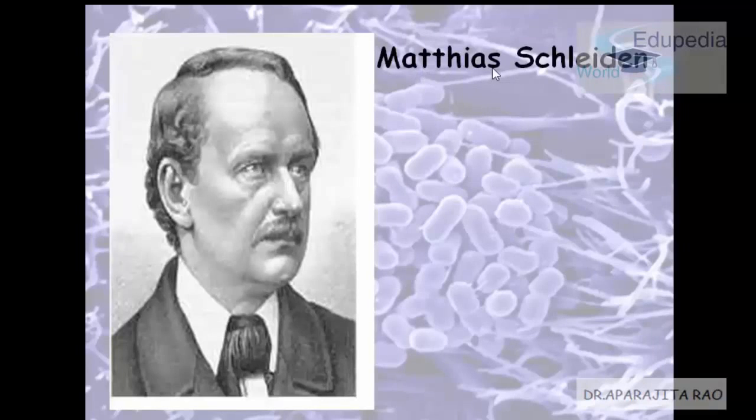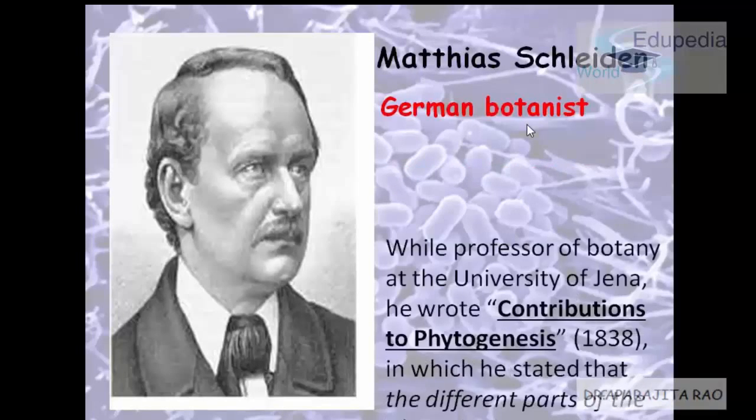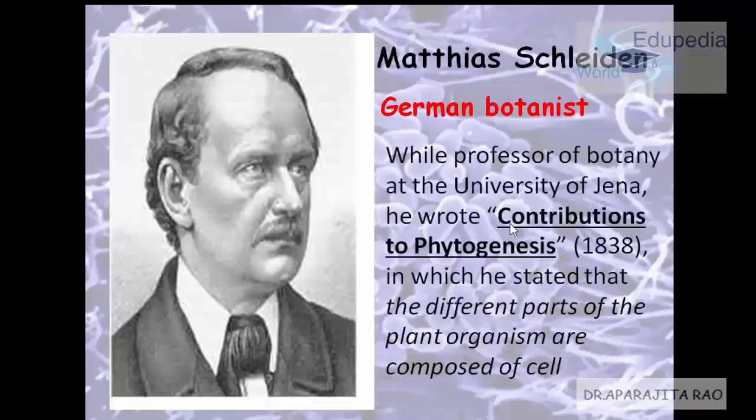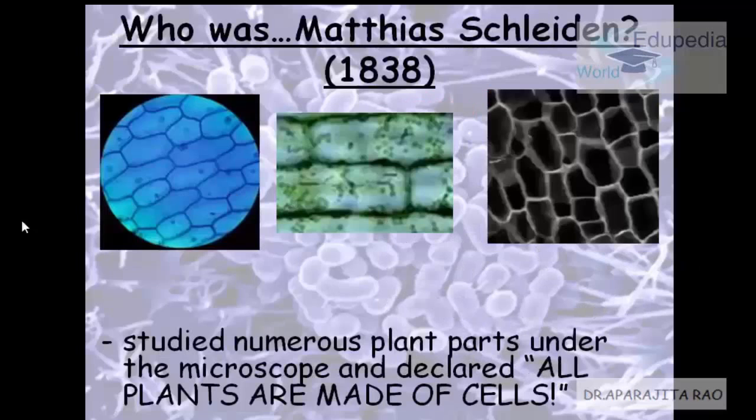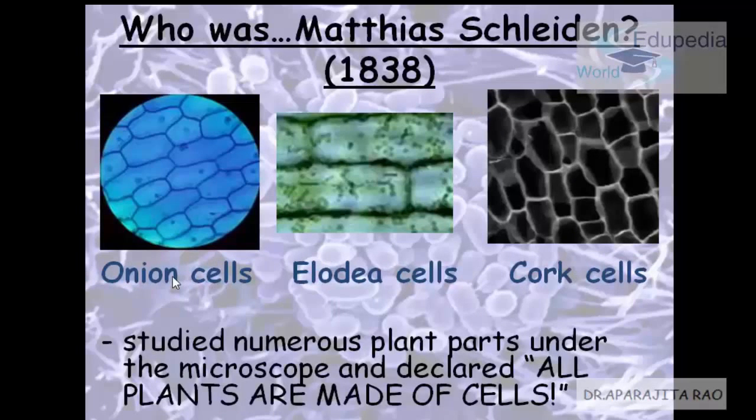Then came Mr. Matthias Schleiden. He was a German botanist, and while doing his work, he wrote Contributions to Phytogenesis in 1838, in which he stated that the different parts of a plant organism are composed of cells. He saw these cells under the microscope and finally came to the conclusion that every part of a plant has cells and every plant has cells. This back then was known as the old cell theory.